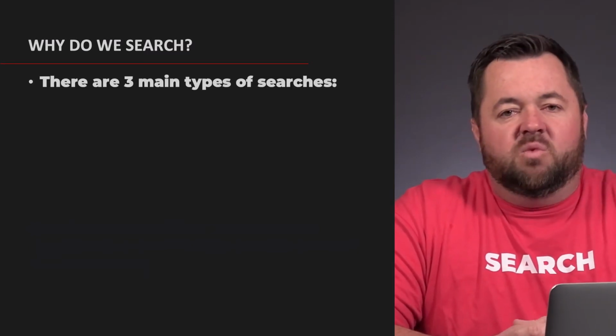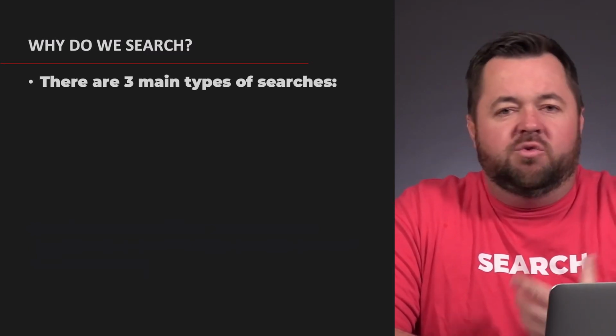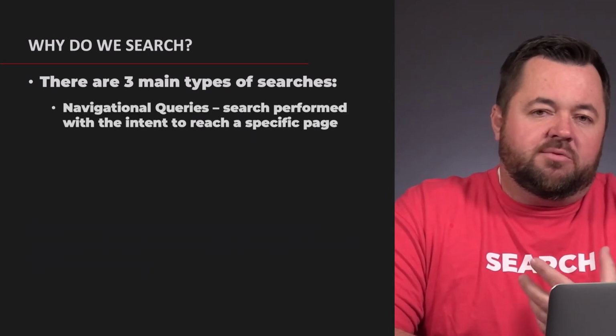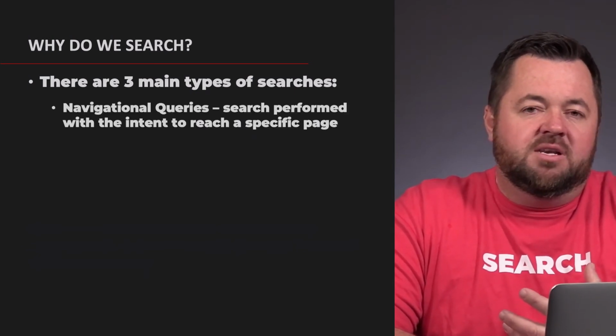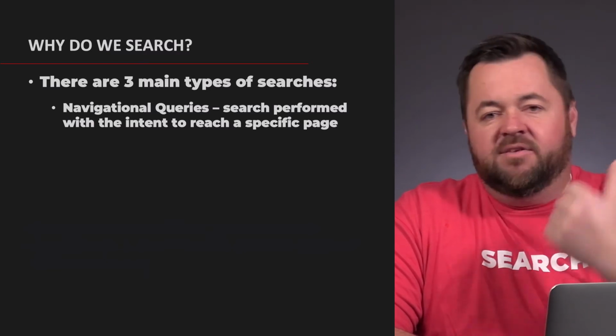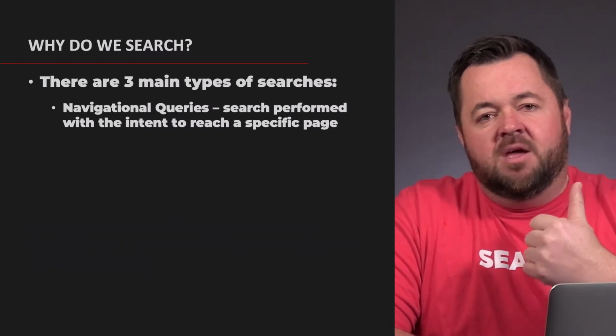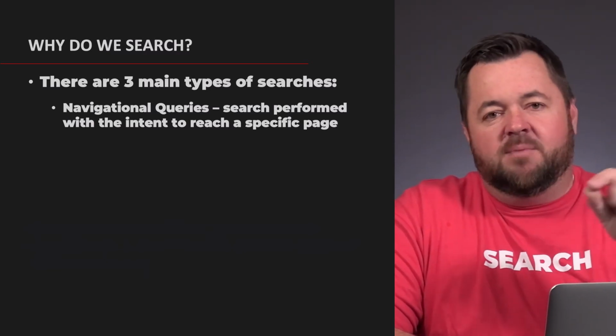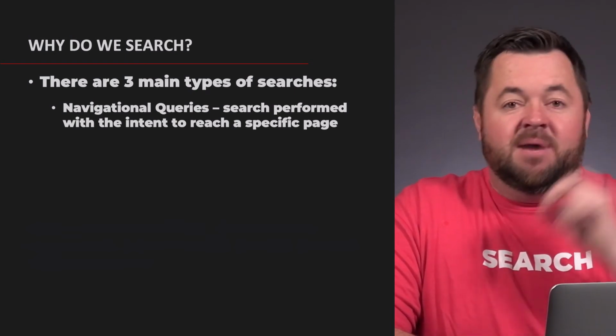What is the reason why people go to a search engine? Why do they search? It starts with three main types of searches that people conduct on a search engine. Navigational queries is the first type, and those are when we want to get to somewhere. It might be physical and it might be virtual.